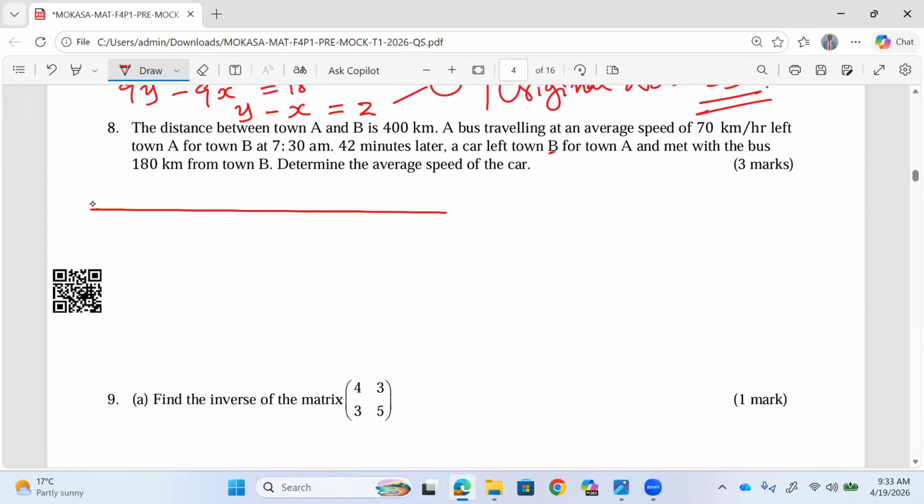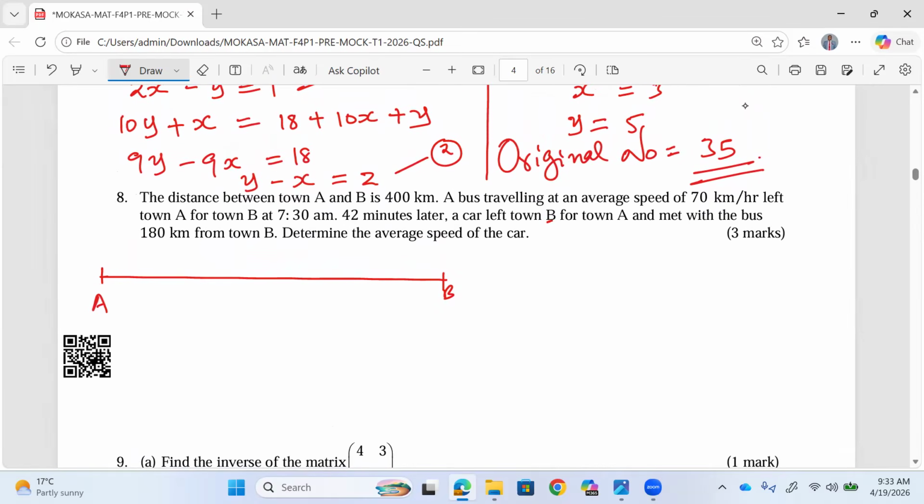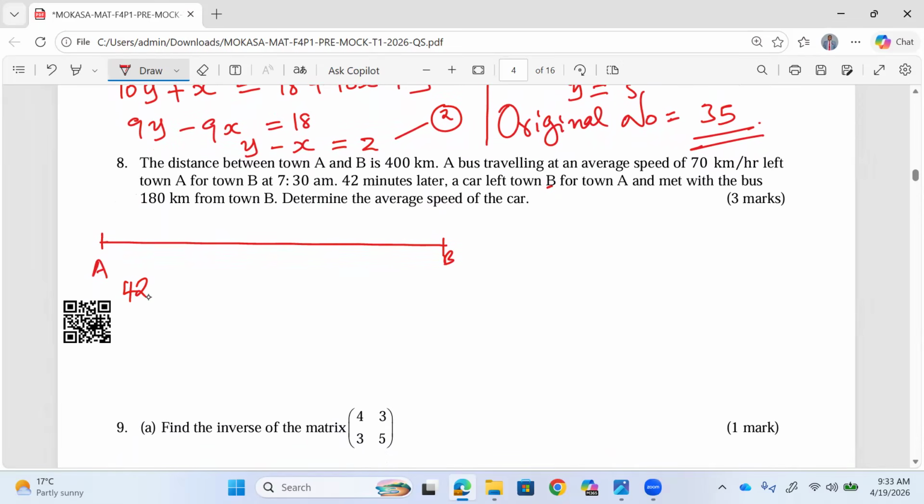You see, there is a total distance of 400 kilometers. But now in our case, we're supposed to know that in the 42 minutes, we can make them hours. 42 over 60 times 70, so that you may get the distance now.